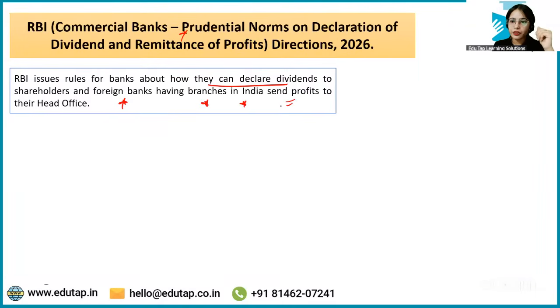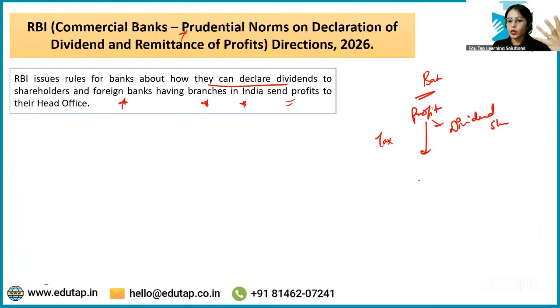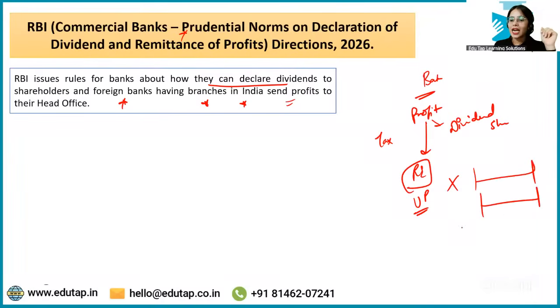Why is the RBI intervening in this regard? Because see, if the banks are paying the tax from their profit, and after that, they are giving the whole amount as the dividend to the shareholders, they are not keeping enough of the retained earnings. They are not keeping enough of the undistributed profit. So what will happen? The banks will not have enough funds for their future operations, for their future expenses, and to handle distress.